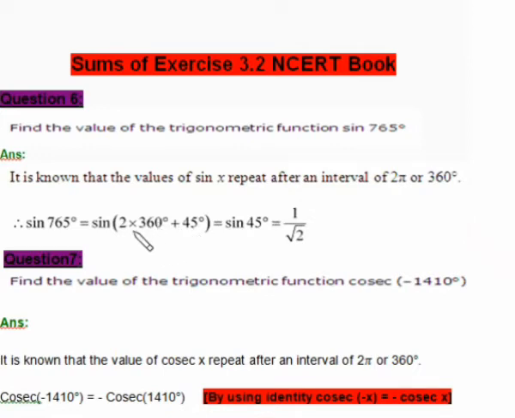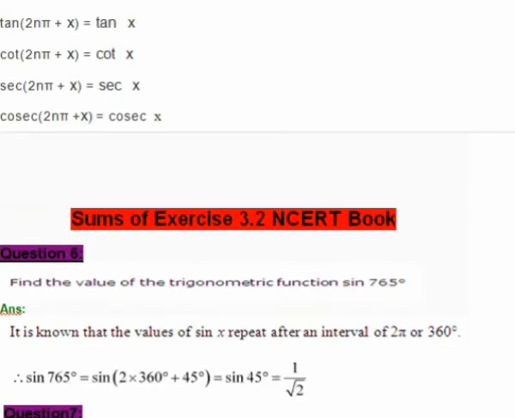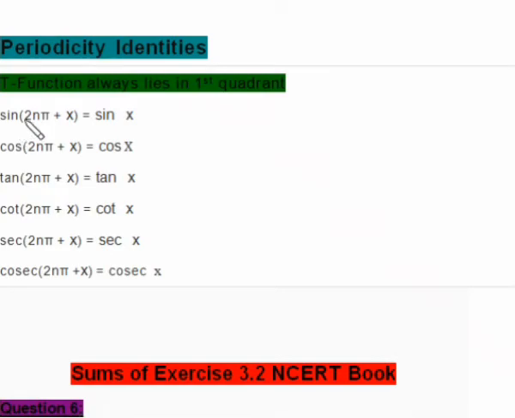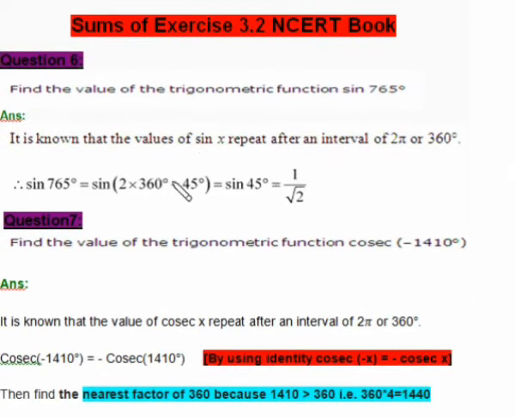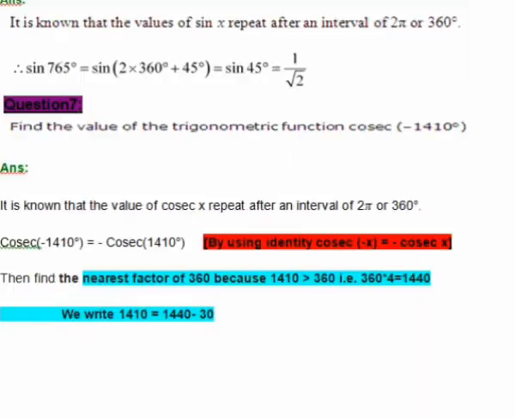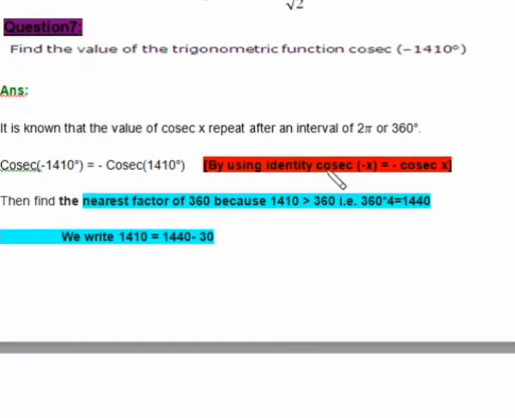Okay students, now see here. 2 into 360 means 2 into 2 pi, that means 4 pi plus 45 degree. We know sine of 4 pi plus x is sine x. So we put x as 45 degree, sine 45 degree. We know the value of sine 45 is 1 by root 2. We apply the same method. See the next question.